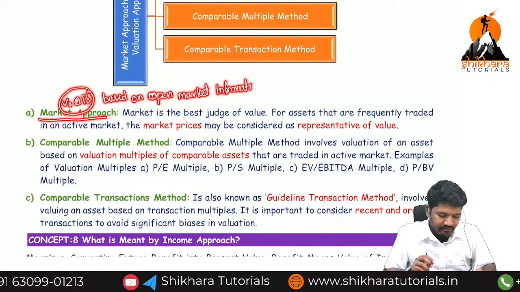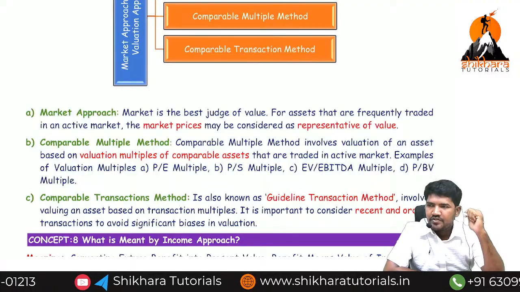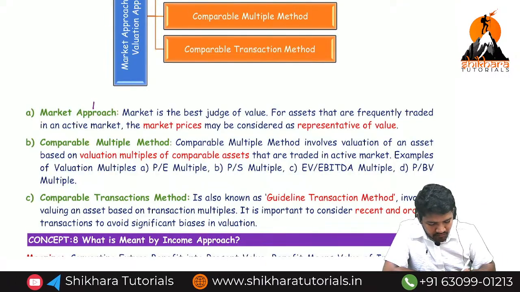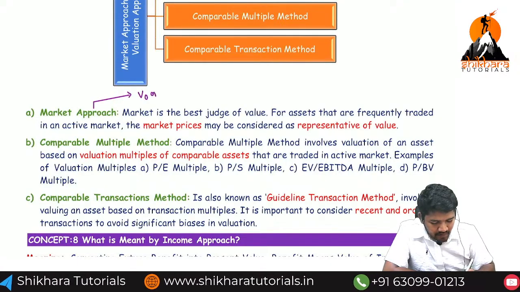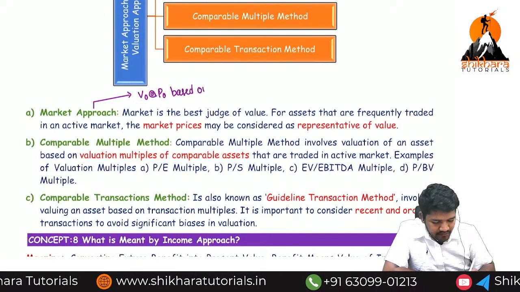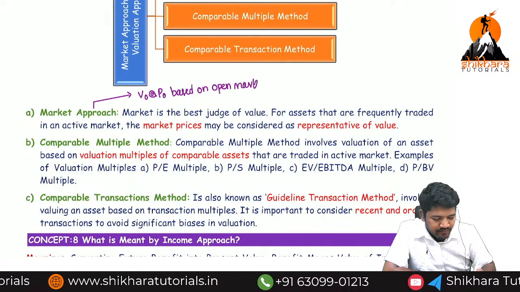Just write it down. So market approach means calculating V naught or P naught based on open market values.